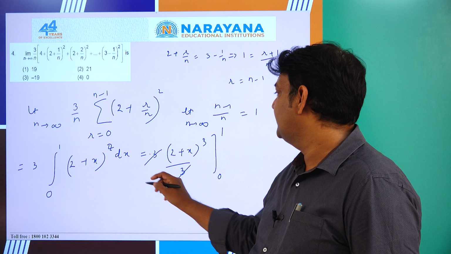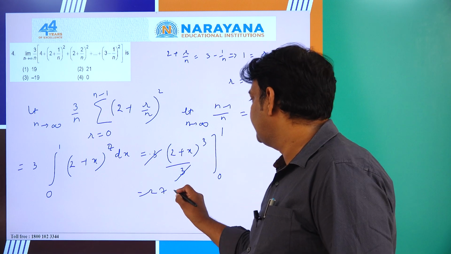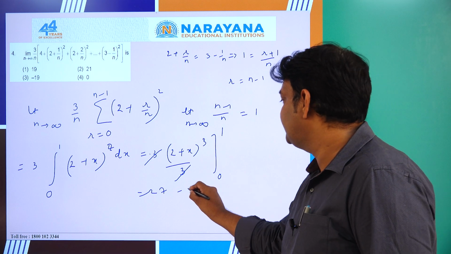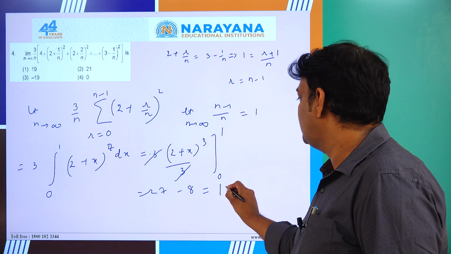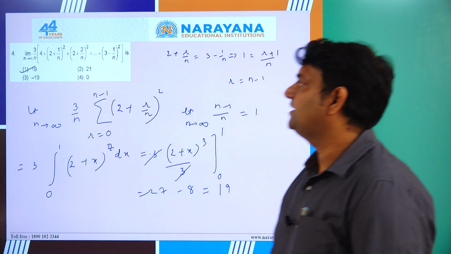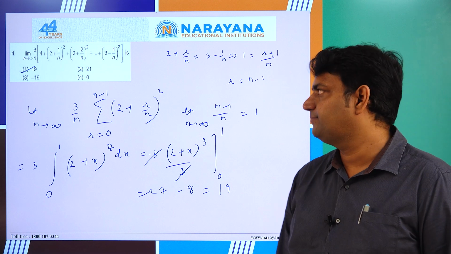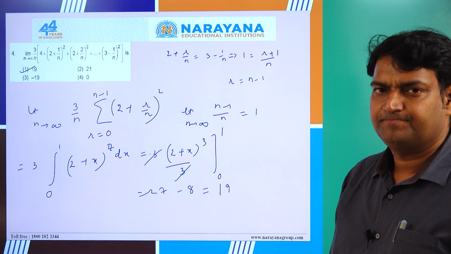This 3 got cancelled. 2 plus 1, 3 cube, 27 minus 2 cube 8. 27 minus 8 is how much? 19. So the answer should be 19 for this problem. It's a very basic problem, again, neither lengthy nor difficult.